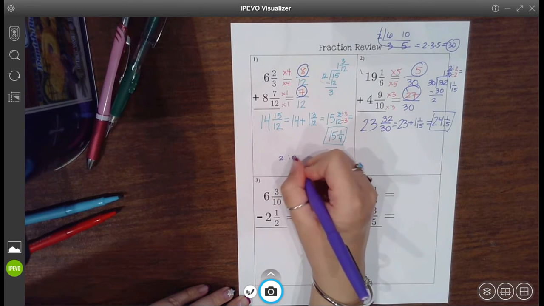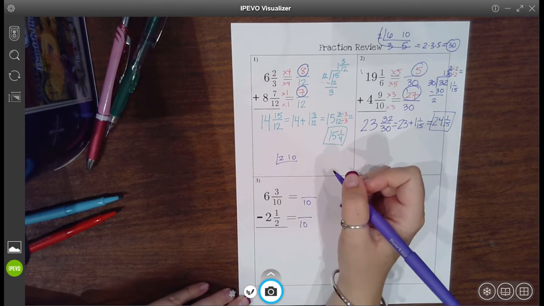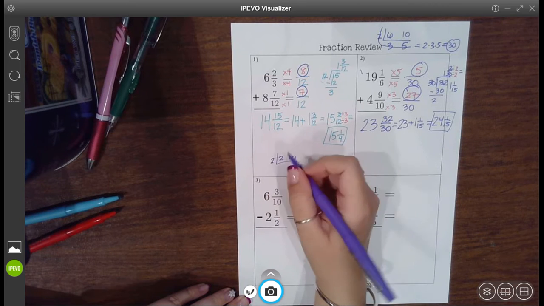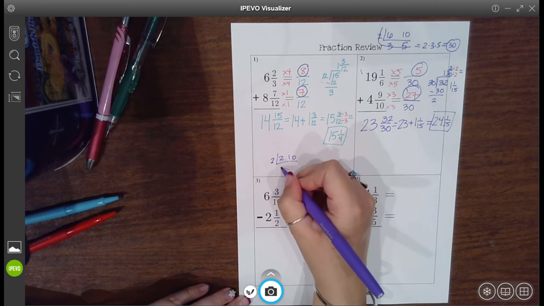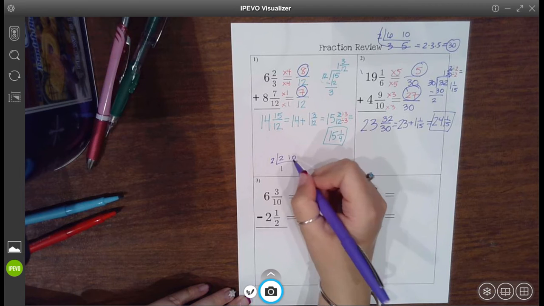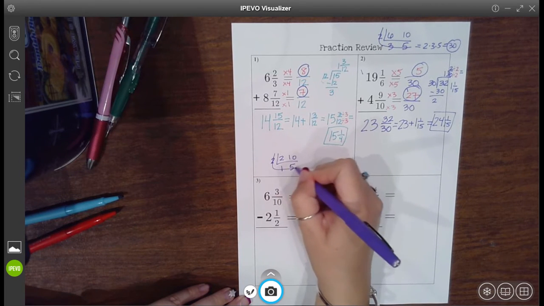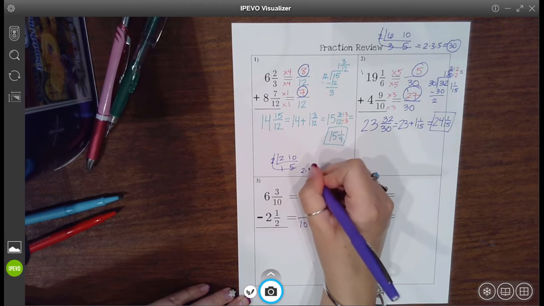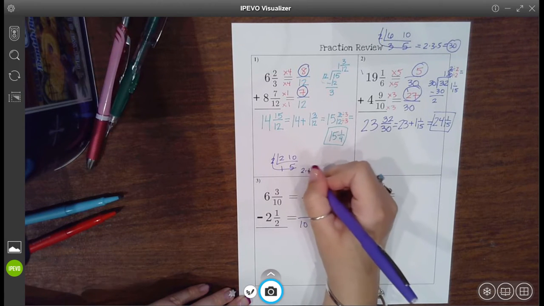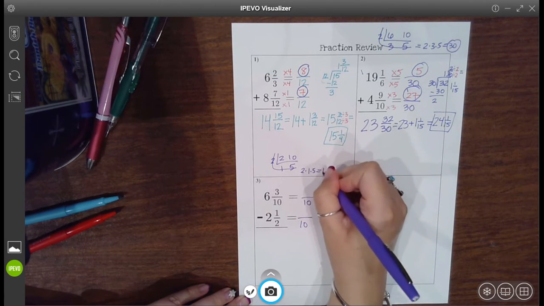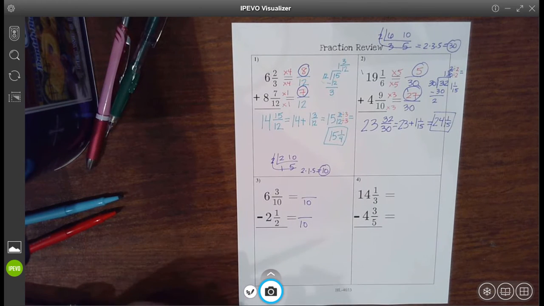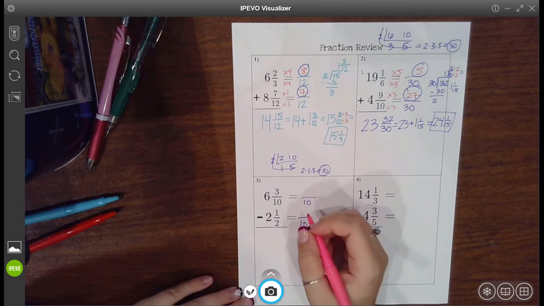Or the latter method. What can go into both? 2. 2 times what is 2? 1. 2 times what is 10? 5. Can I keep going? No. Do your L for LCM. 2 times 1 times 5. 2 times 1 is 2. 2 times 5 is 10. So you could have gotten a common denominator that way as well.